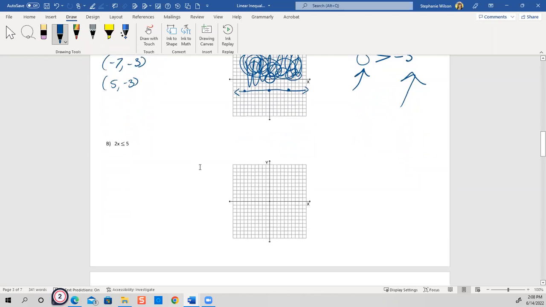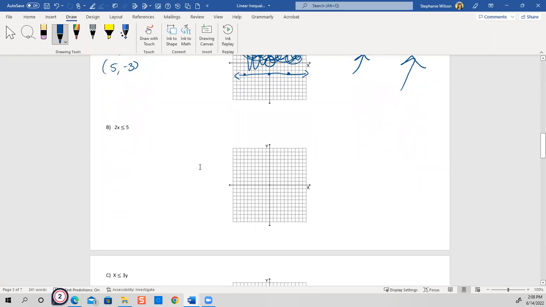Now, moving to the next one. So we got 2x is less than or equal to 5. Okay, so what I know is that I don't see y. So I know I'm going to get a vertical line because this tells me x is not changing. However, I need to know exactly what x is in order to graph it over here.